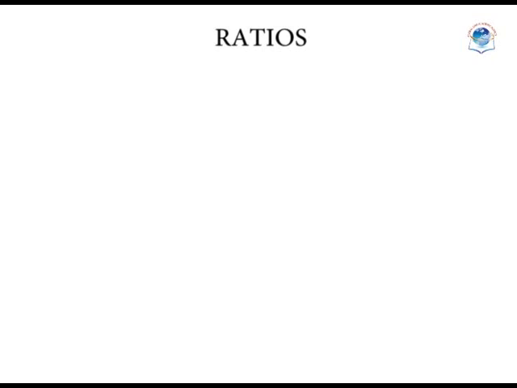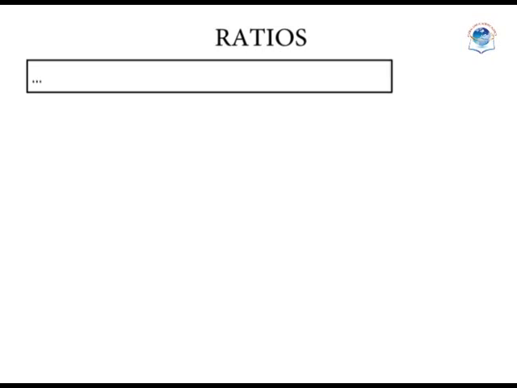Next chapter: ratios, rates, proportions, and percentages. Ratios. Now, from a dictionary, a ratio is defined as a comparison of two numbers by division. Well, that's true, but it is also confusing.